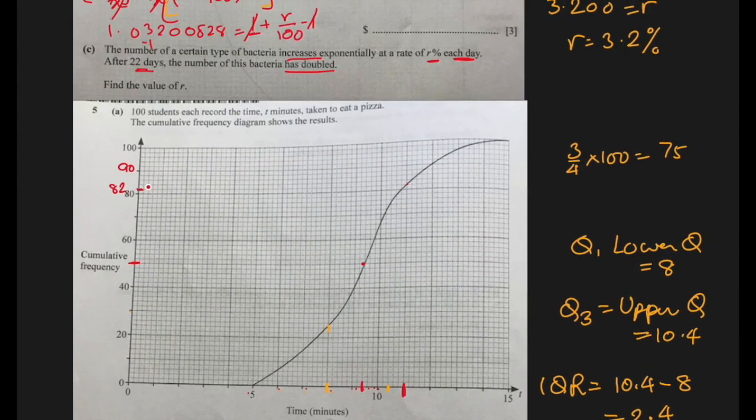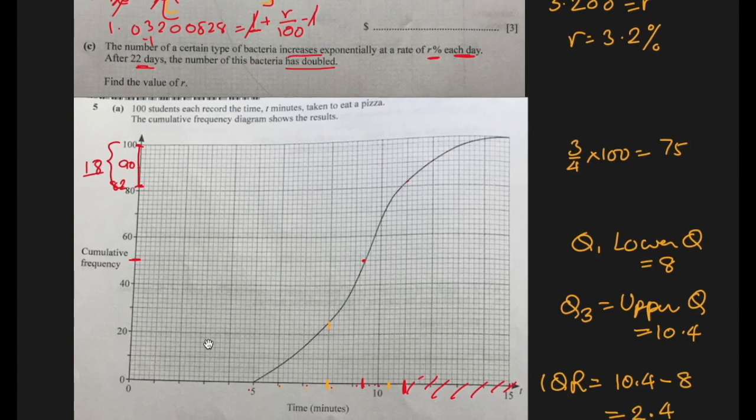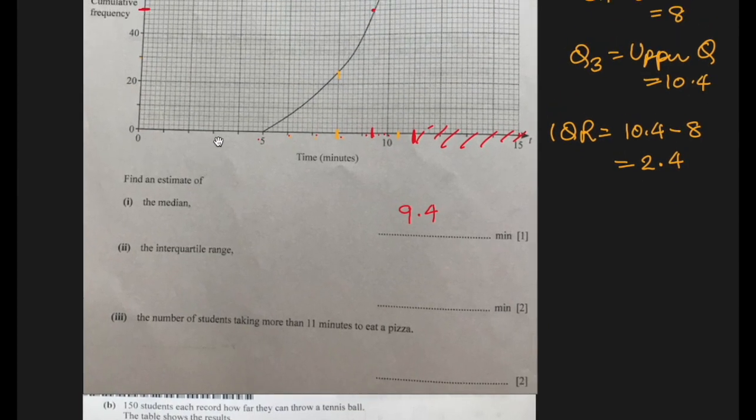So these people are taking more than 11 minutes, because this area from 11 to 15 here is the one which is more than 11, right? And it belongs to these many people, which are just 18. Yes, 100 minus 82 is 18. The question is how many? The answer is 18. It's more than, not equal to. That means we have to write more than 82, which is 18.